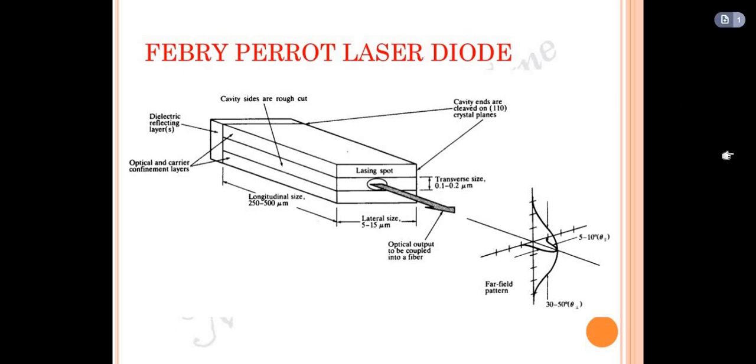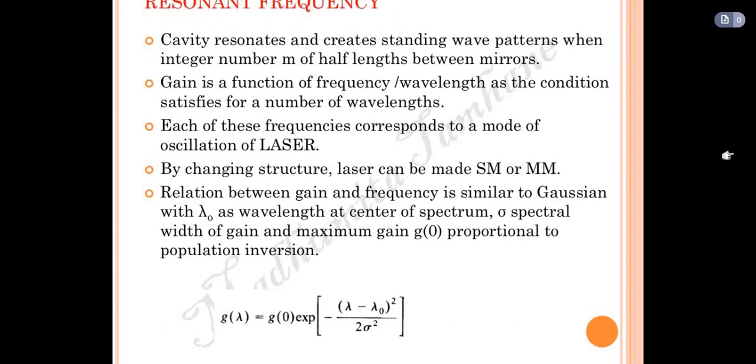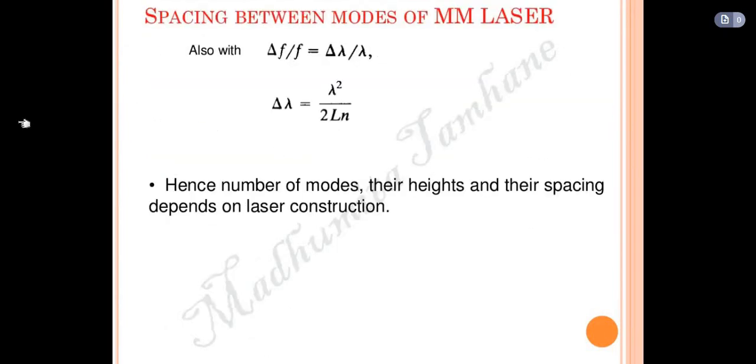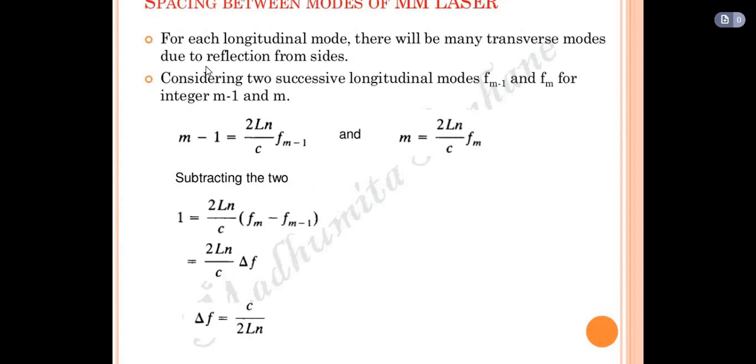Instead of using a single mode, if I'm using a multi-mode, how am I going to get that? I'm going to get multiple modes. I'm saying that for each longitudinal mode, there will be many transverse modes, due to the reflection from the sides. From the sides also it can have certain reflections, right? So we have to avoid such reflection by considering two successive longitudinal modes.